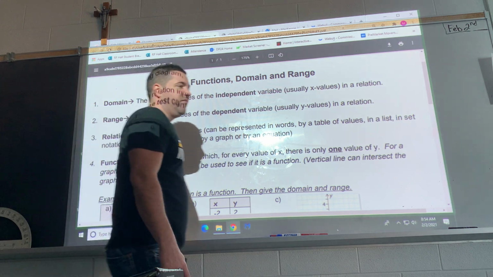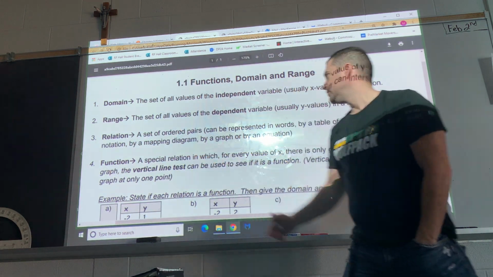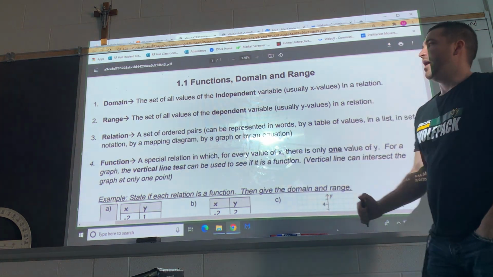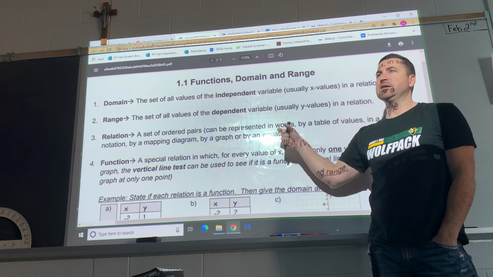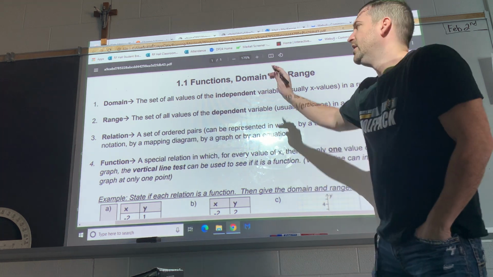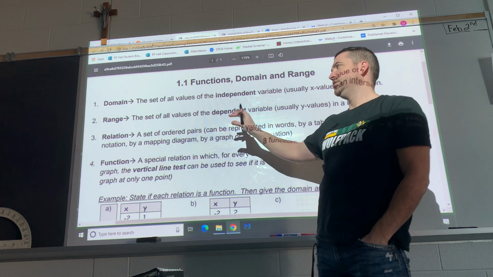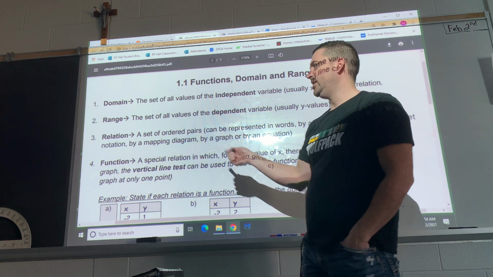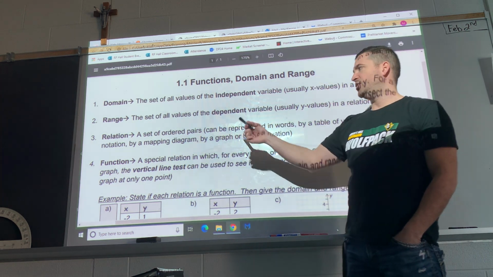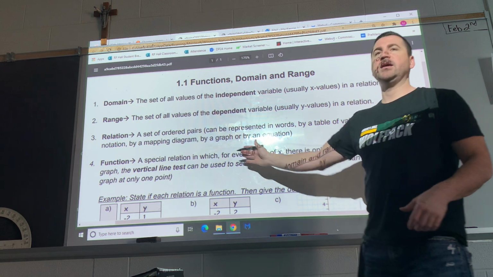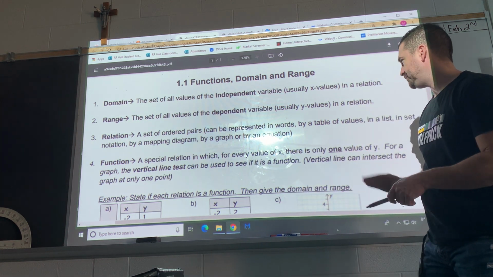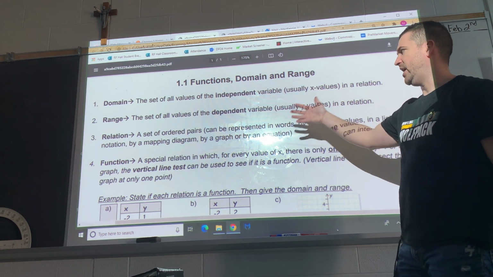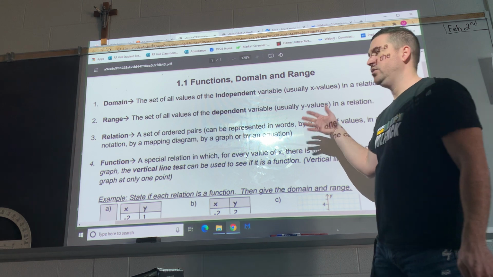Okay, so we have functions and then we have something called a relation. It's a set of ordered pairs. So every function is a relation, but not every relation is a function. I'll explain that with examples. If each x value has only one y value attached to it, it becomes a function. If not, it's just a relation. So a relation is a set of ordered pairs. We could have graphs, a mapping diagram, a list, a table of values, and so on.